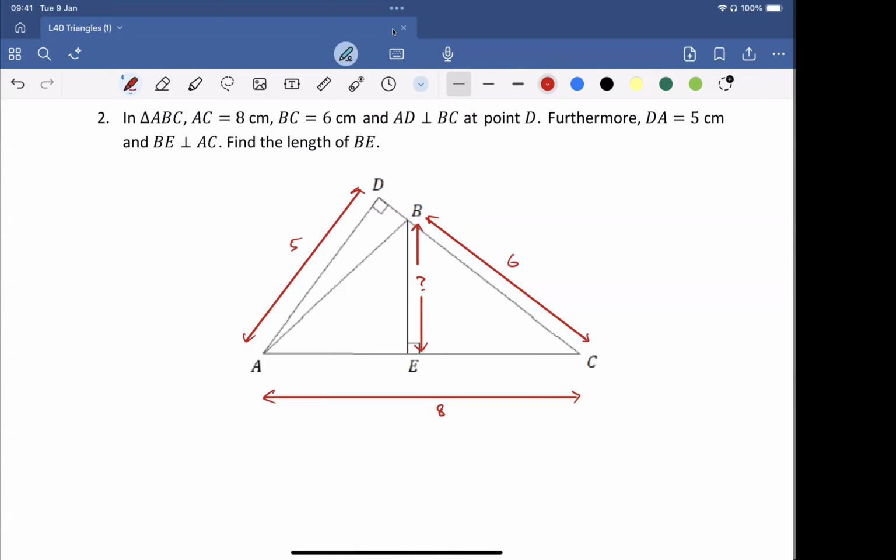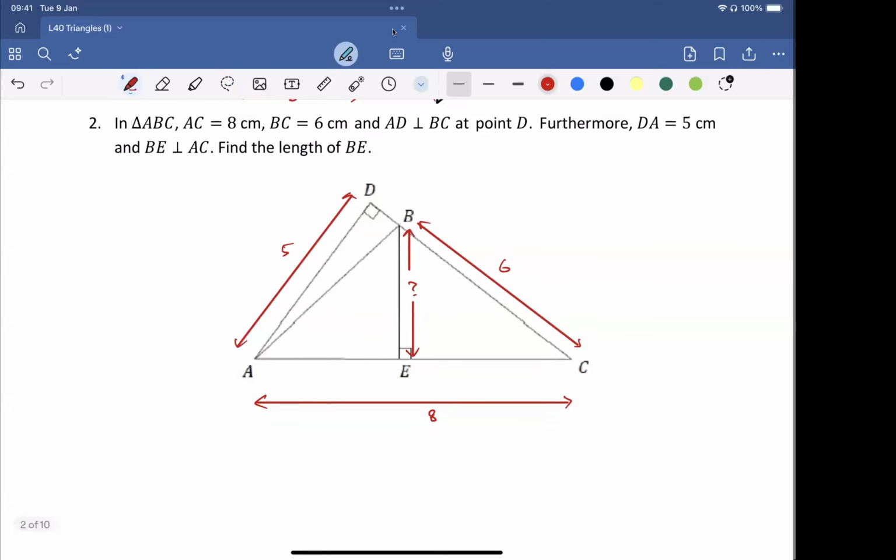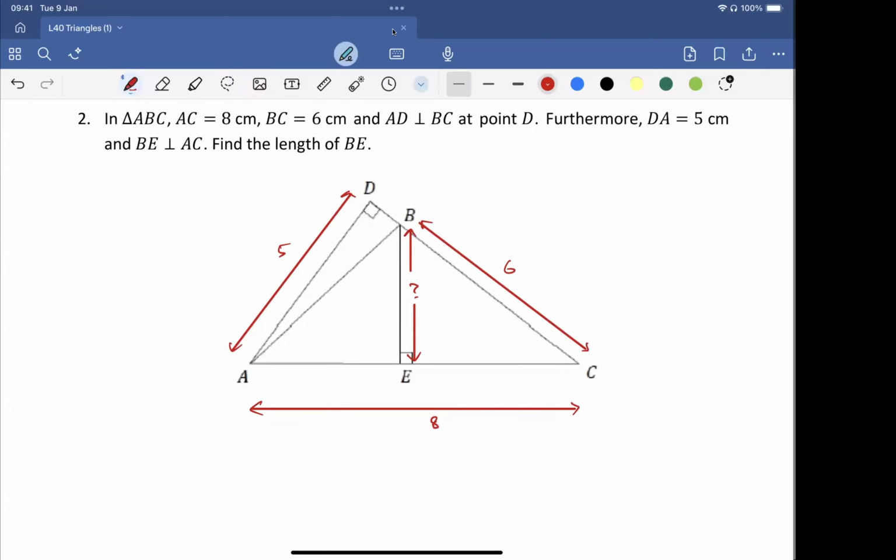Now, students, why don't I give you 2 minutes? Let's see if anybody can find the length of BE. Remember the clue I'm going to give you. My clue is that the base of a triangle must always be 90 degrees to the height. The base can be anywhere. I'm just going to give you this clue. Your time starts now.